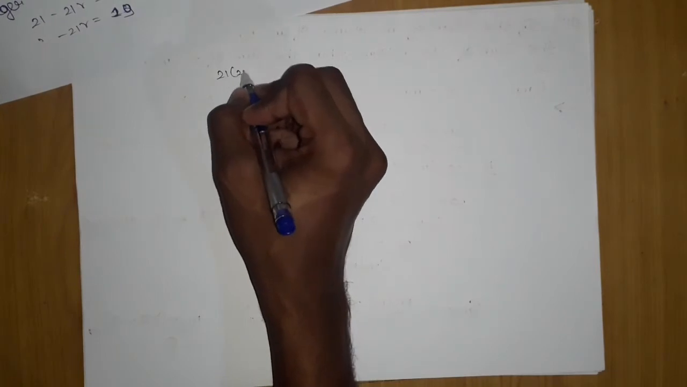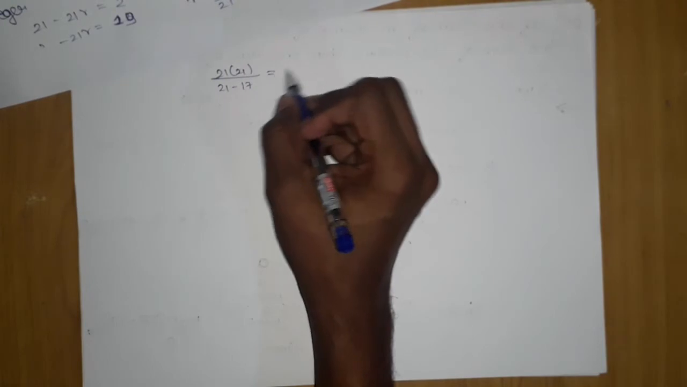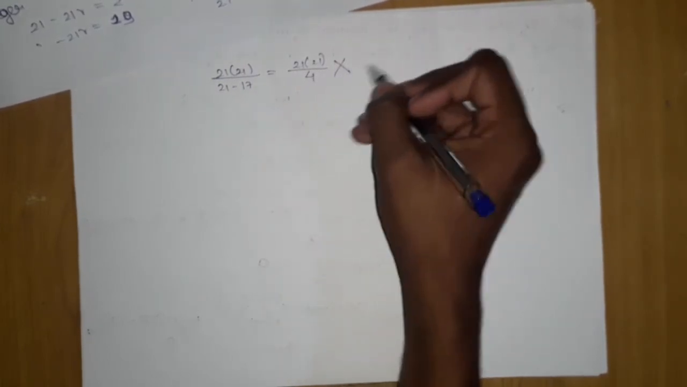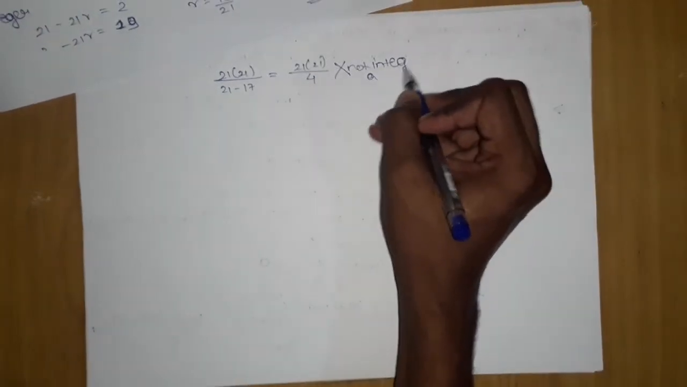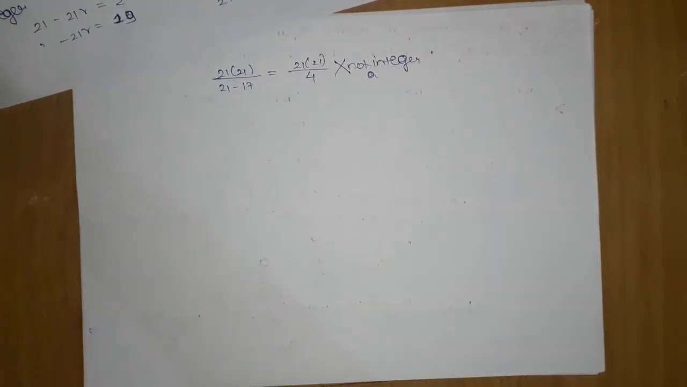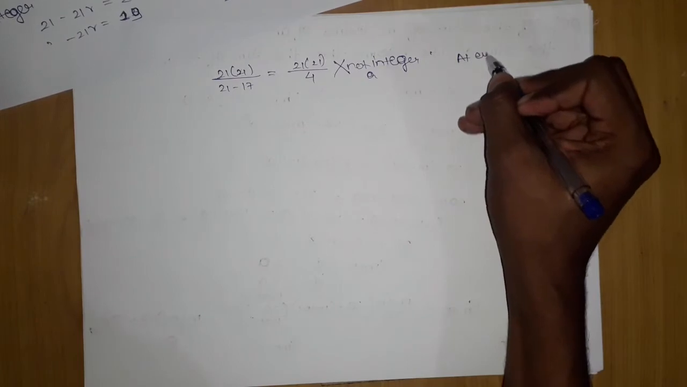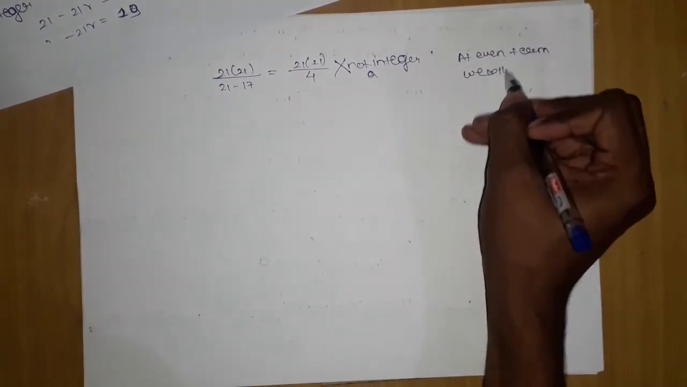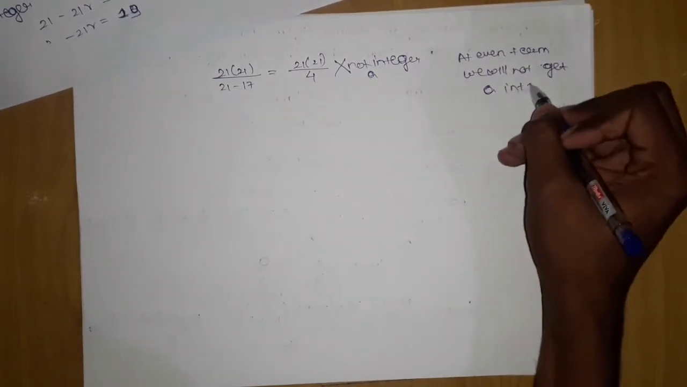Now let's check this out. So 21 upon 21 upon, this will be 21 minus 17. Again you can see I am getting 4, which says this is not an integer, so we will cancel this. So one thing is very clear: at an even term we will not get an integer.